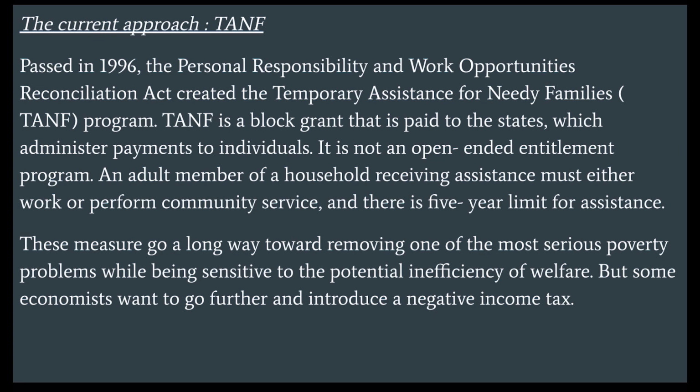The current approach, TANF, passed in 1996. The Personal Responsibility and Work Opportunities Reconciliation Act created the Temporary Assistance for Needy Families (TANF) program. TANF is a block grant that is paid to the states, which administer payments to individuals. It is not an open-ended entitlement program. An adult member of a household receiving assistance must either work or perform community service, and there is a 5-year limit for assistance. These measures go a long way toward removing one of the most serious poverty problems while being sensitive to the potential inefficiency of welfare. But some economists want to go further and introduce a negative income tax.